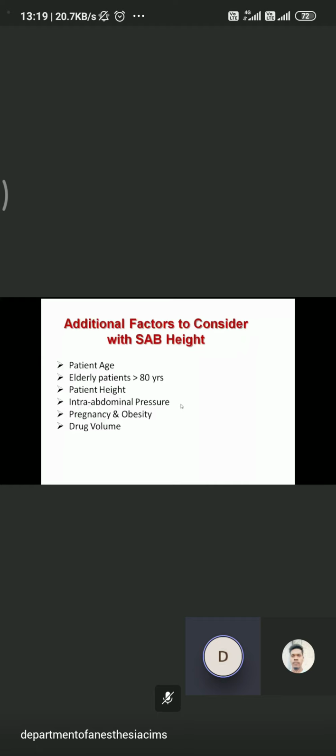In them, we use very little amount of the drug, say 2.2 ml only, because in elderly, in fatty patients, and in obstetric patients, we have to decrease the drug by 25%. Okay.